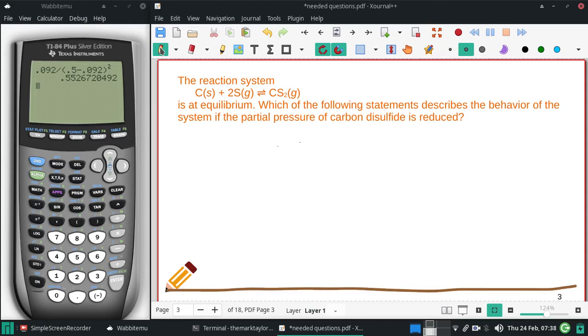All right, the reaction system of carbon-sulfur forming carbon disulfide is at equilibrium. Which of the following statements describes the behavior of the system if the partial pressure of carbon disulfide is reduced?